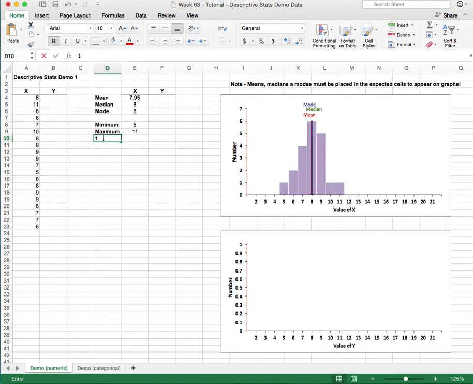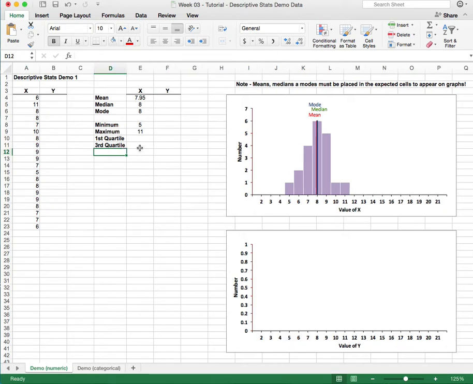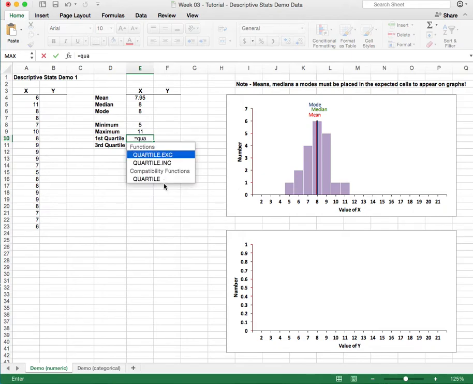And now we want to calculate a less common one. Most of you have probably heard of mean, median, and mode. But now I want to calculate the first and the third quartiles. We'll talk more in lecture about what these values represent. Here I'd just like to talk about the nitty-gritty of how you calculate them. The formula for quartile, you always have to type equal, remember, so equals quartile. As we start typing it, we see it pop up. There is an exclusive and an inclusive, and there's also the compatibility function.